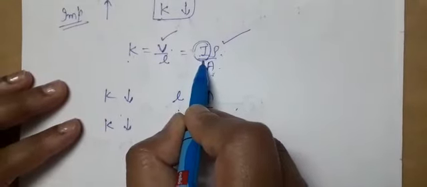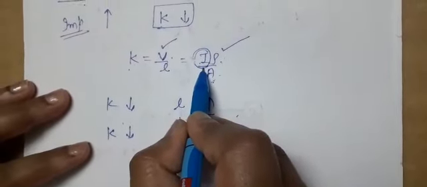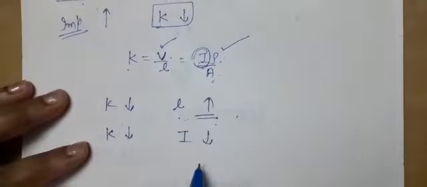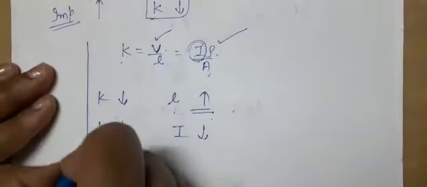So how to reduce the current? This can be done by increasing the resistance with the help of a rheostat. So this is a main point, beta.